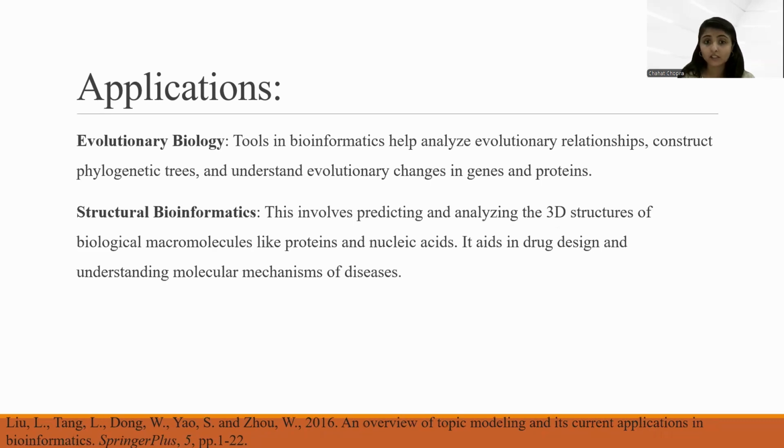In evolutionary biology, as we know, we can construct a phylogenetic tree. So this can be done using bioinformatic tools. In structural bioinformatics, we can understand the 3D structures of biological macromolecules like proteins and nucleic acids. It helps in drug designing also.